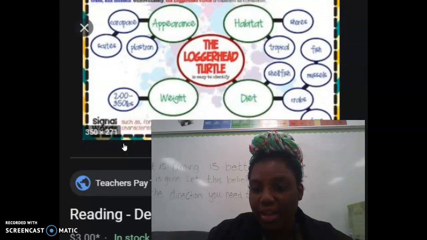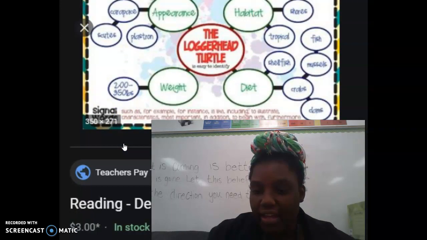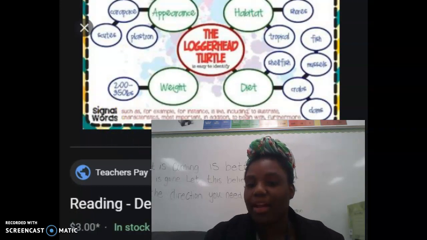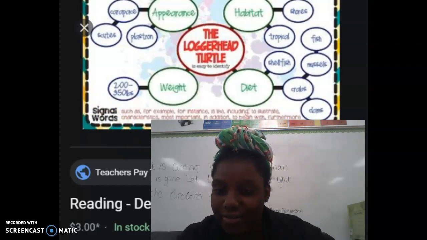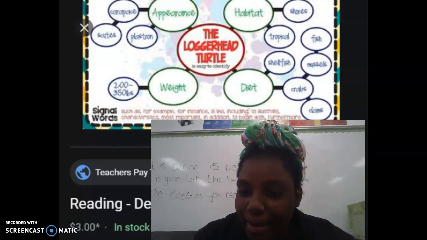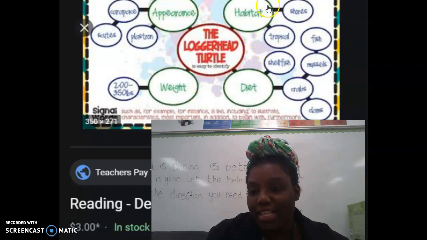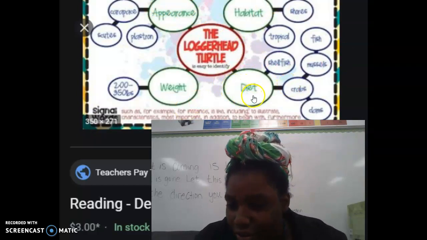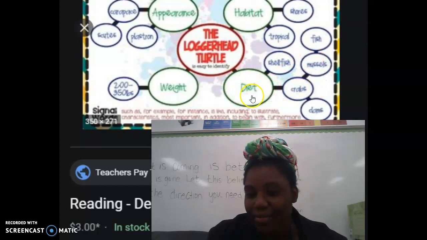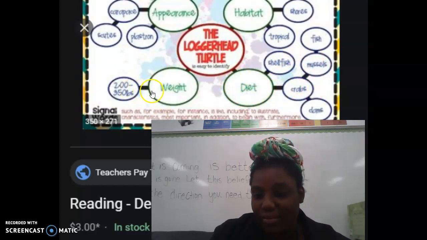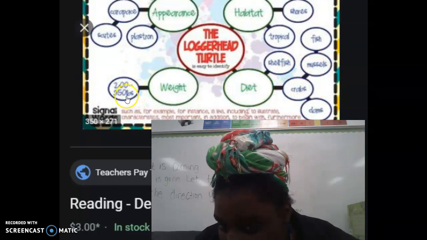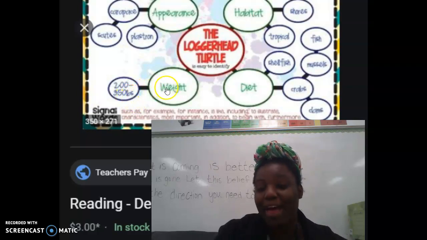So here we have a descriptive text about a loggerhead turtle. So it is telling us its appearance. We have descriptions about its habitat. We have description about the diet and food that it eats, and its weight. It says 200 to 350 pounds.